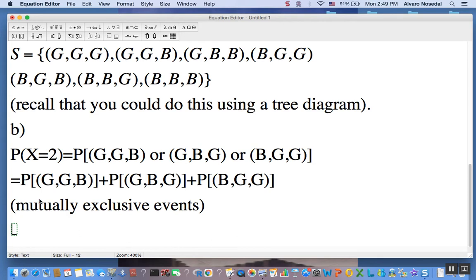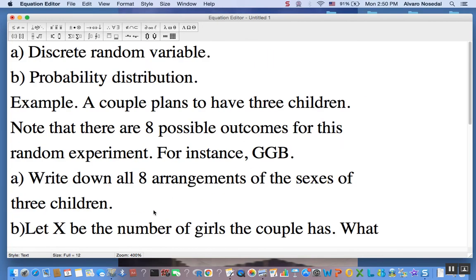Now, the probability for each of these sequences, that's what we need, right? And what we said is one of the assumptions is that each of these sequences has the same probability, that they are equally likely. So we have 1 over 8 plus 1 over 8 plus 1 over 8, 3 over 8. Makes sense? So that would be part 2.